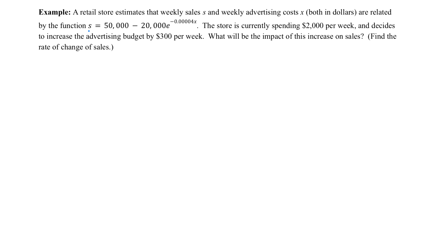In our next example, we've got a retail store that estimates that its weekly sales S and weekly advertising costs X, which are both measured in dollars, are related by the function S equals 50,000 minus 20,000 times e to the negative 0.00004x. The store is currently spending $2,000 per week and decides to increase its advertising budget by $300 per week. I would like to know what will be the impact of this increase on sales, or in other words, I want to find the rate of change of sales.